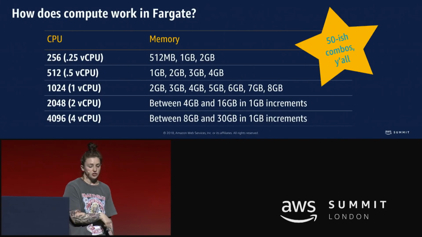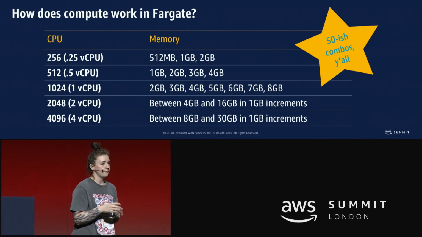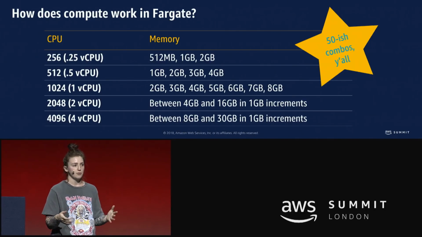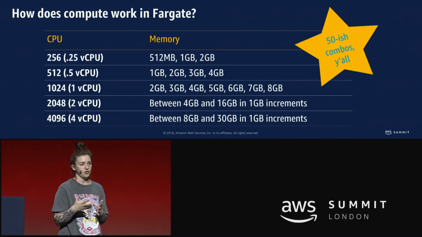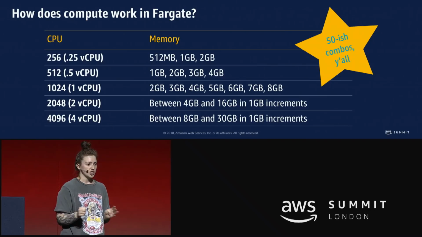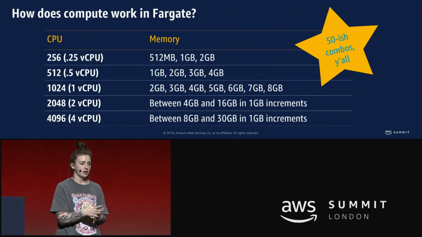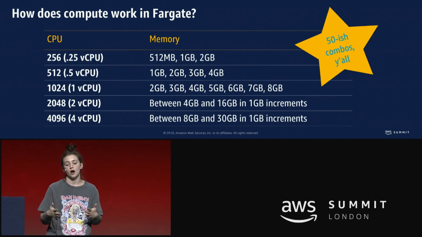Compute works a little bit differently too. So in Fargate, you get 50-ish combinations of CPU and memory, so not quite as flexible as ECS. Doesn't work with things like reserved instances or spot instances right now. You're not responsible for that pool of compute. You just pick the combination of compute that you want.